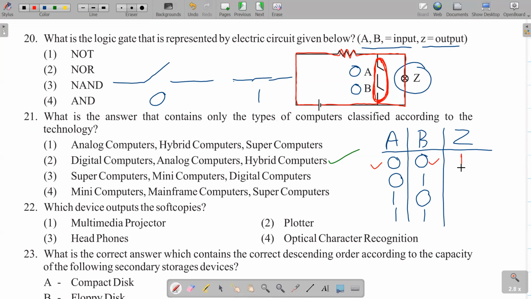If A is open, B is closed, it doesn't matter. Even if one is closed, that line is not completed. So that means current cannot flow through it. That means it's going to go in this same path. Right? So the bulb will light up. In this case, the opposite scenario of the previous scenario, the light will also light up.